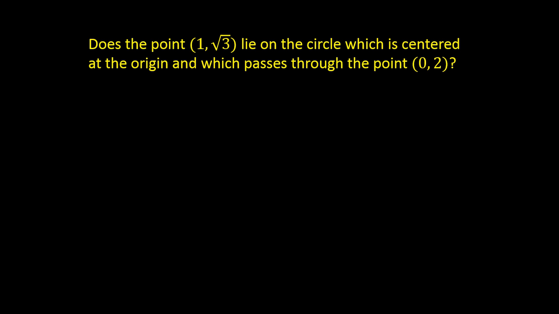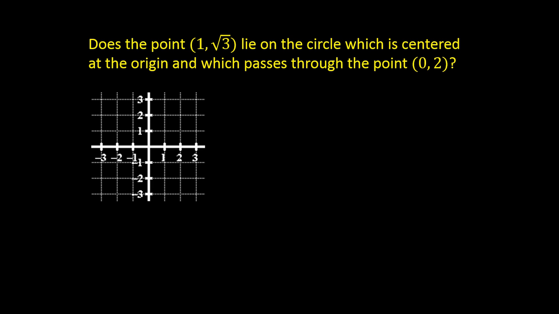So let's think about one more thing with circles. We've seen how to write the equation of a circle. Can we figure out if a specific point lies on a circle? So does the point 1, square root of 3 lie on the circle which is centered at the origin and which passes through the point 0, 2? So let's think about what this would look like. We have a circle centered at the origin that goes through the point 0, 2, which means this would have to be our circle. Now what we want to know is, does the point 1, square root of 3 lie on that circle?